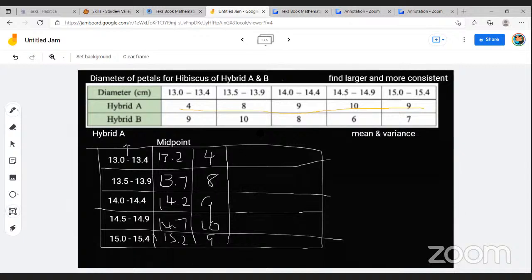Now, the next part you have to do is find what we call the frequency. Frequency, we represent as f, because let's say there are 4 petals within this diameter. So that means the frequency of petals in this diameter is 4, or f. And the midpoint we'll refer to as x, because the midpoint is like the middle point of these petals. So most of the time, these petals will average out to the midpoint.